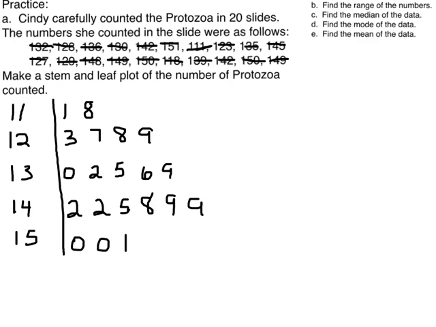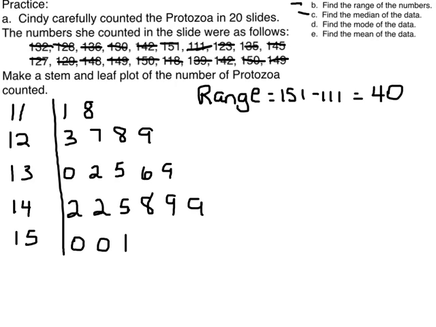All right, so I can look at this and say, okay, my smallest number is 111, my largest is 151. So B over here says, find the range of the numbers. Well, the range then would be 151 minus 111, which is 40.